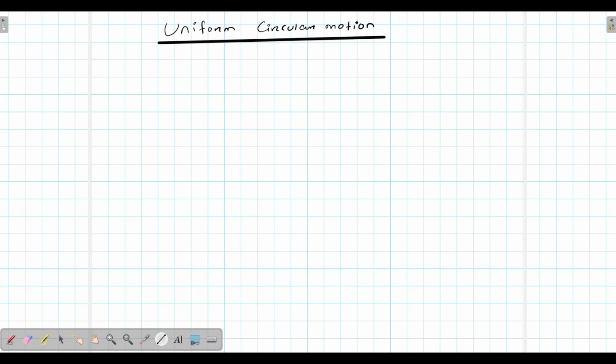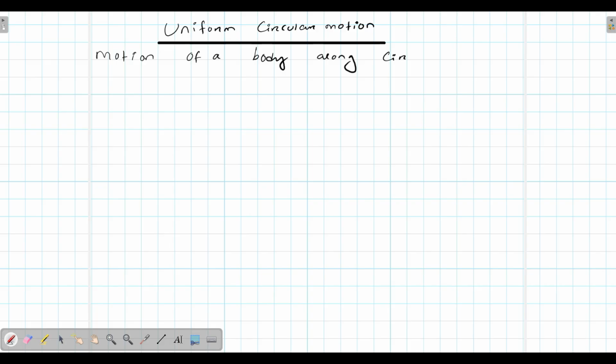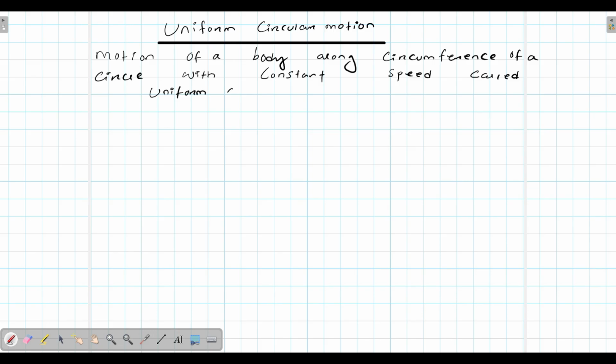So uniform circular motion says कि motion of a body along circumference of a circle with constant speed. That is called uniform circular motion.